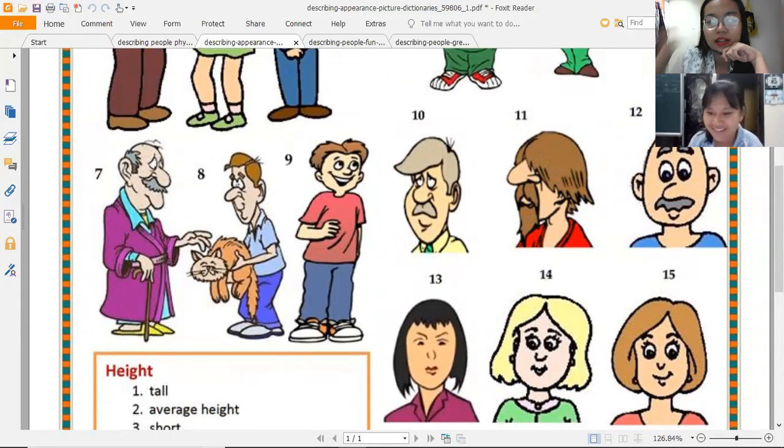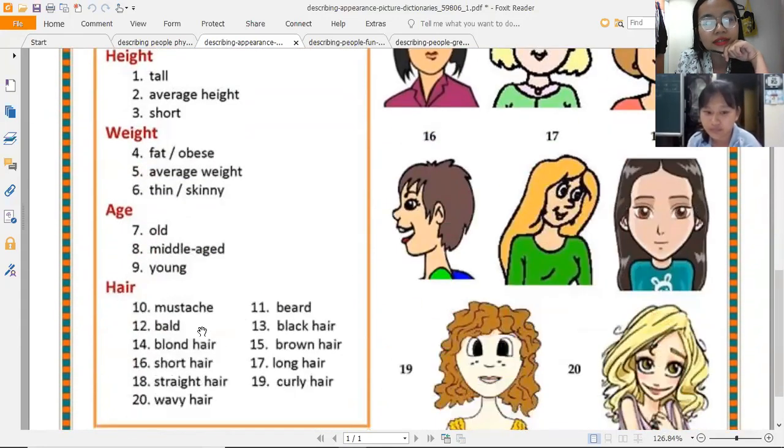Then next one, black hair. Black hair is so easy, right? Normally the Vietnamese person has black hair, right? But now they color it, and then we have many colors, right? Maybe brown, yellow, green. Many colors, so much.